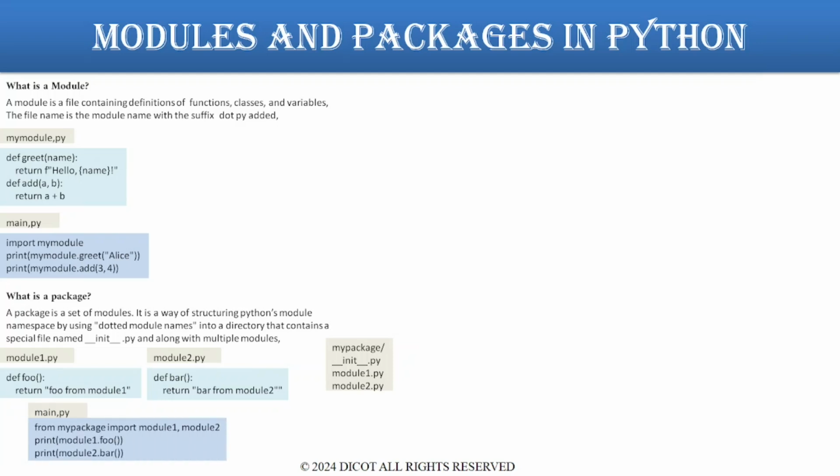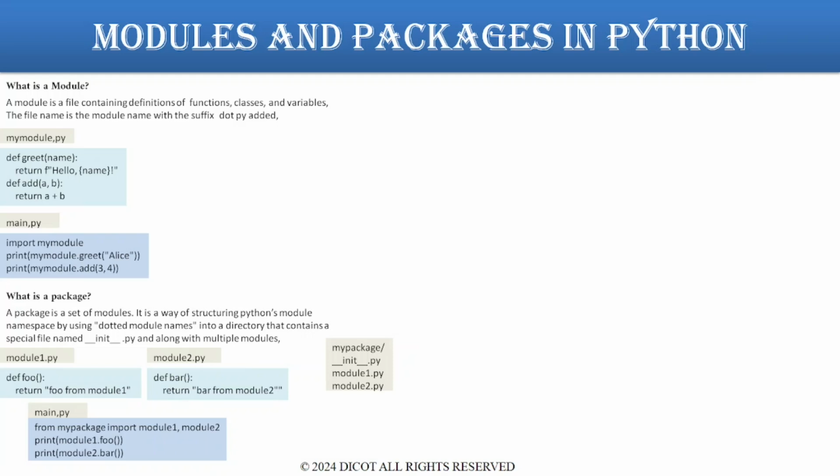Now, let's use this package in another Python file, main.py. As shown, we are importing the modules module1 and module2 from the mypackage package, using the statement from mypackage import module1, module2. Now, we can access the function foo from module1 and function bar from module2. As can be seen, print module1.foo will print foo from module1. Print module2.bar will print bar from module2.